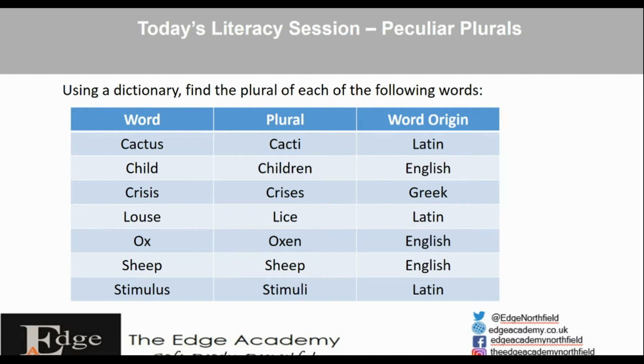Now, ox becomes oxen, but look at sheep. So we might get caught out there. So it's not sheeps, it is sheep. You may have one sheep, you may have 5 sheep. And then finally, the last one, stimulus becomes stimuli, and that originated from Latin.